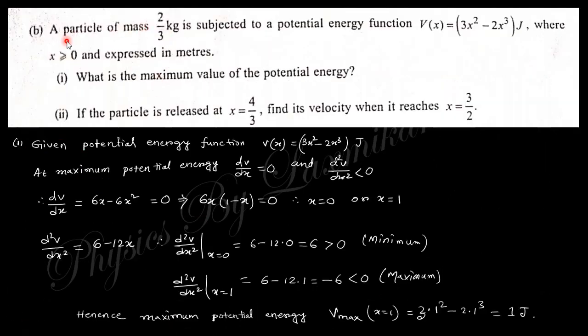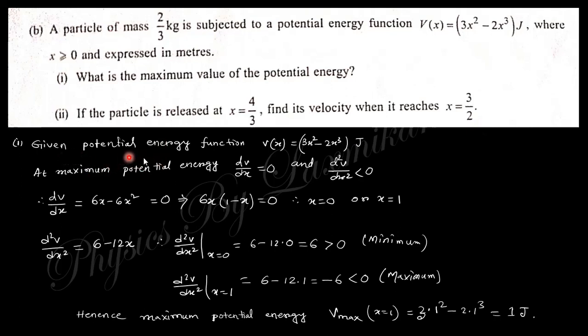The next question says a particle of mass 2/3 kg is subject to a potential energy, this one, where x is greater than or equal to 0 and expressed in meters. What is the maximum value of the potential energy? Next, if the particle is released at x equal to 4/3, find its velocity when it reaches x equal to 3/2.